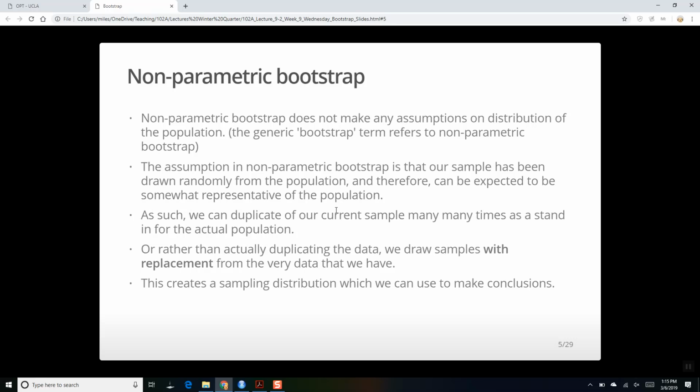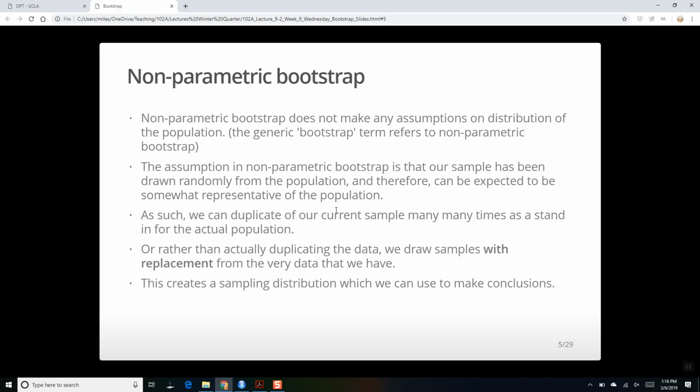In non-parametric bootstrap, we do not make distributional assumptions about the population. We don't say the population follows the normal, or we don't say the population follows Poisson, or one of these theoretic distributions that you learned about. Instead, our big assumption relies on the fact that our sample was randomly obtained from the population. And we say if my sample was randomly obtained from the population, then I can assume it should be representative of the population. Okay, and this is kind of the big assumption we're making.